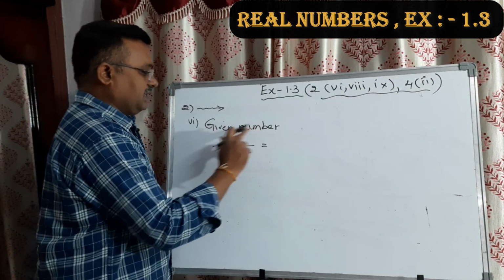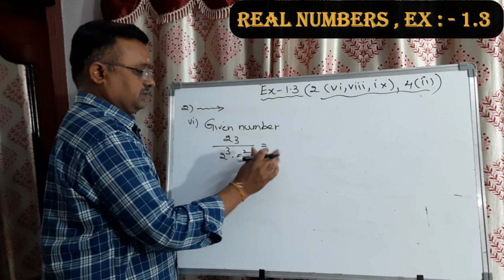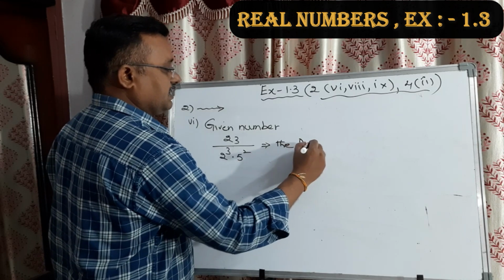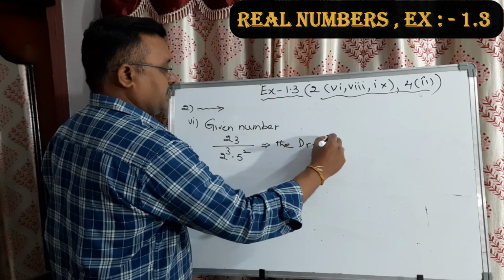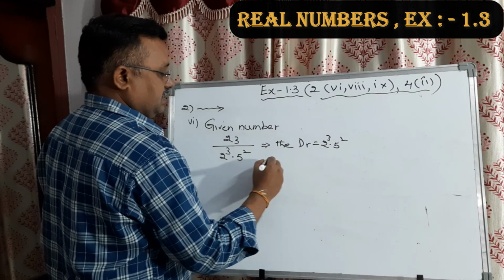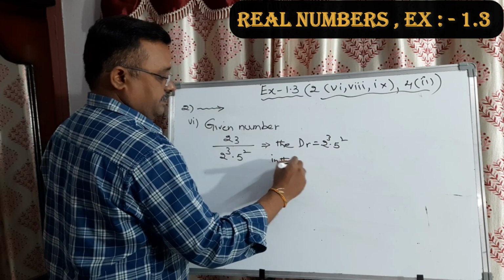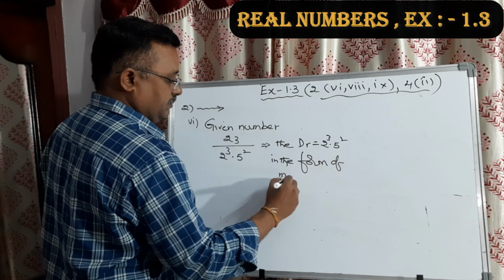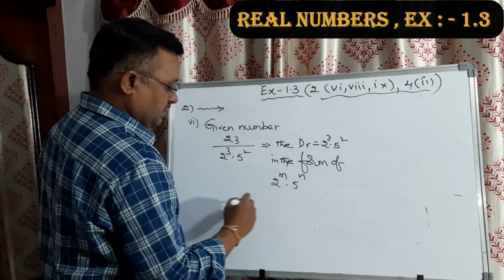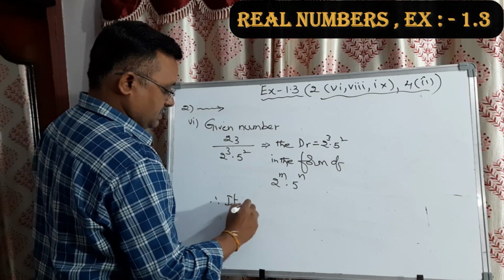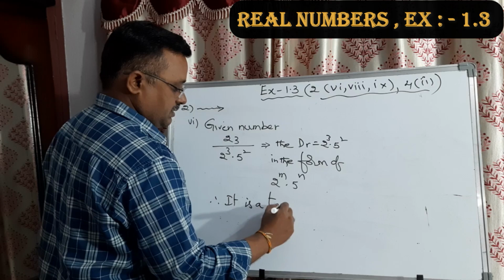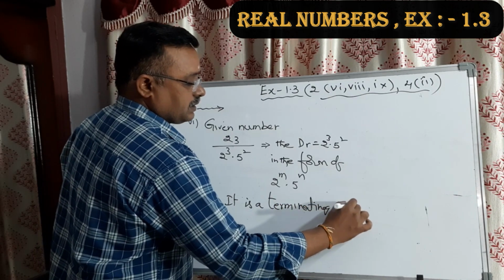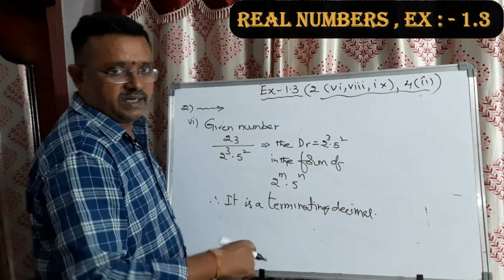So the given number is 23 by 2 power 3 into 5 square. This implies the denominator is equal to 2 power 3 into 5 square, in the form of 2 power m into 5 power n. Therefore it is a terminating decimal. Is that clear? Right.